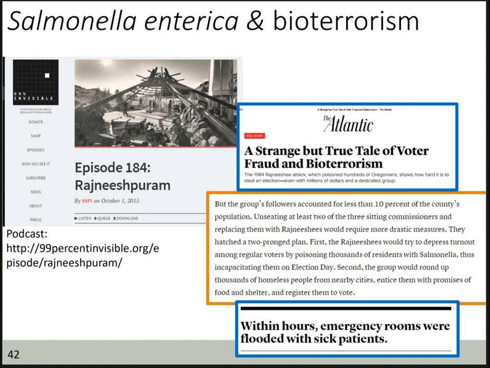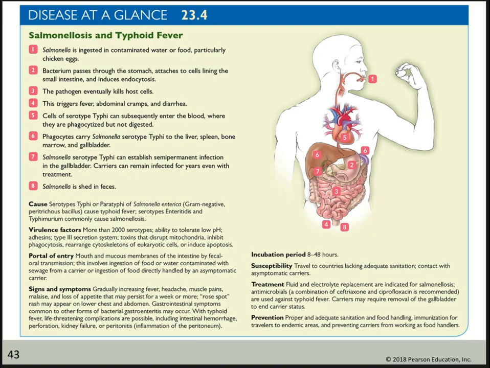There's a fascinating story and podcast about this. Here's the podcast and here's the story of the case of a cult in Oregon, I believe it was, who spread Salmonella enterica on salad greens in restaurants to try to prevent people from voting. So it's a fascinating story. Check it out if you have time at some point. So here's a nice little summary of Salmonella and typhoid fever. Take a look at this as a good study tool.